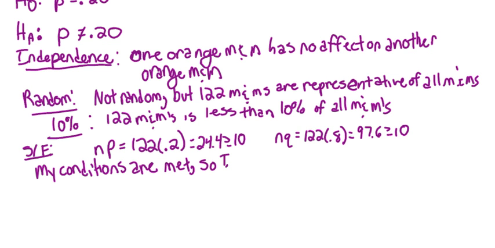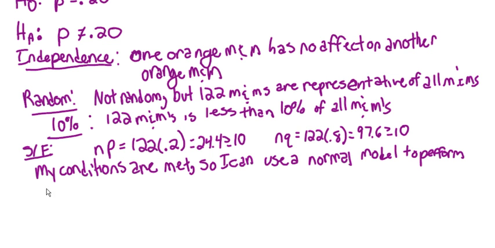So I can use a normal model to perform a 1 proportion z-test.